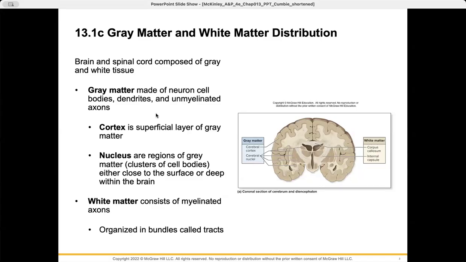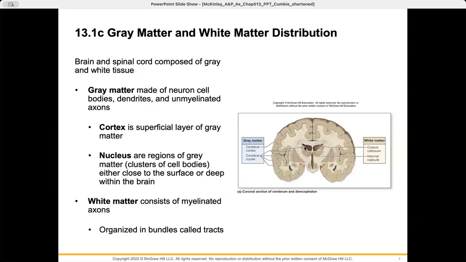And it is darker because it contains all of the neuron cell bodies, their dendrites, and any unmyelinated axons if those neurons are present. And so what we're truly seeing staining, especially when we look at microscope slides, is going to be the cell bodies, and they'll stain darker, and we call them gray matter, making up the cerebral cortex.